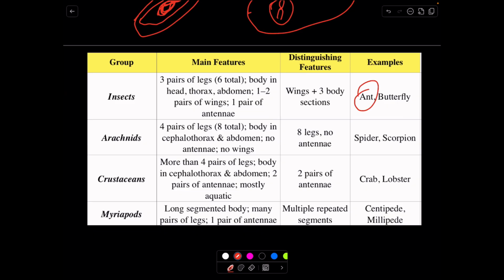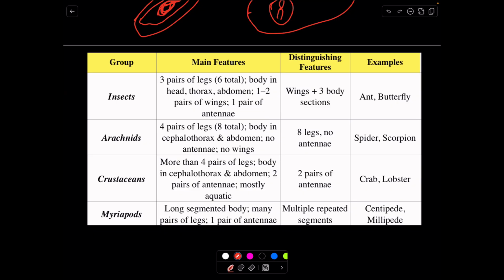Like insects, 3 pairs of legs. The body is separated in 3 sections. So a head, a thorax, and an abdomen. And they have antennae, okay? And a pair of wings. So a way to remember is to visualize an ant having 3 sections and, for example, 3 pairs of legs. That's your insects. Your arachnids are like spiders.